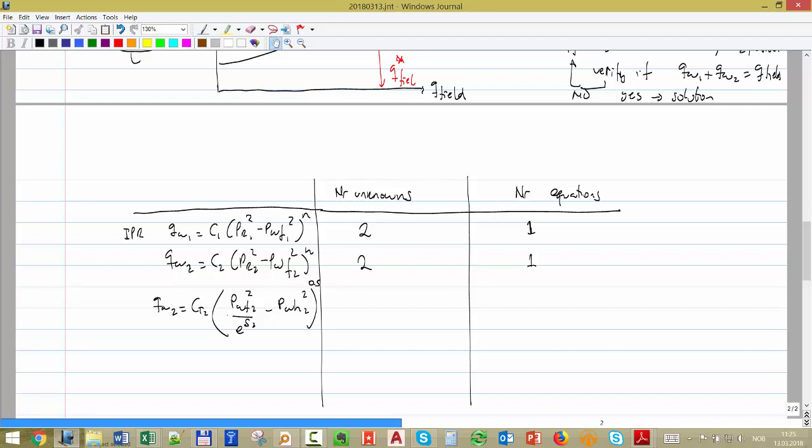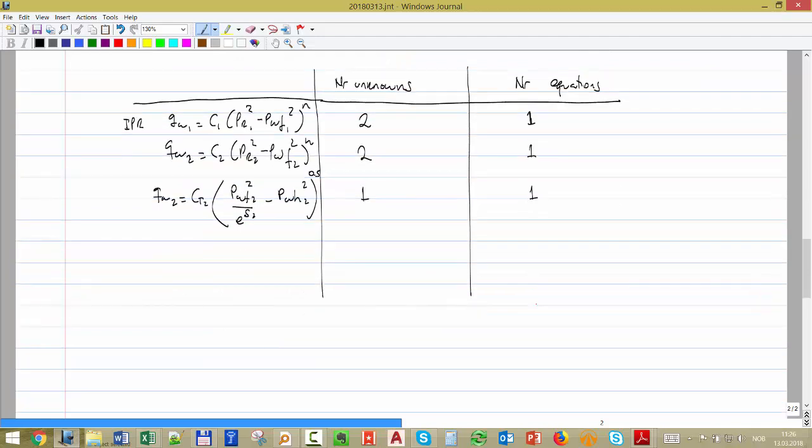What do we have in this equation? We have the rate, which we already have in one of the others. So the rate is not a new unknown, and the flowing bottom hole pressure we also already have, so that is not a new unknown either. But we have one new unknown, which is the wellhead pressure. So we have one more unknown and one more equation. Then we do the same for well 1.